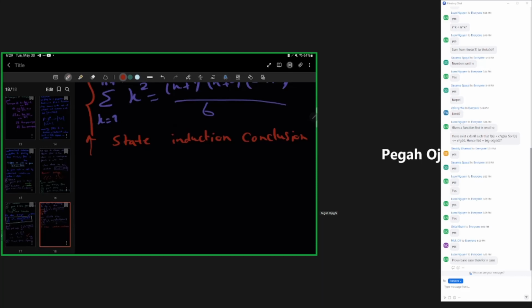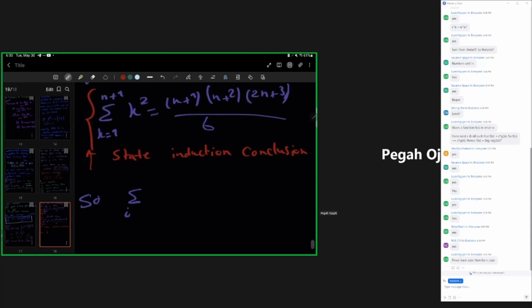How do we do that? Let's just start from what I assume. I assume the sum for k equal 1 to n plus 1 of k squared. So I need to show this is gonna hold. Let's break it down. I can break it down into the sum from k equal 1 to n of k squared, which is the first part, and then I have n plus 1 squared.